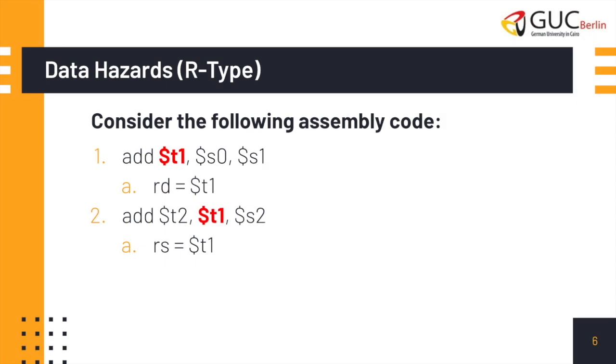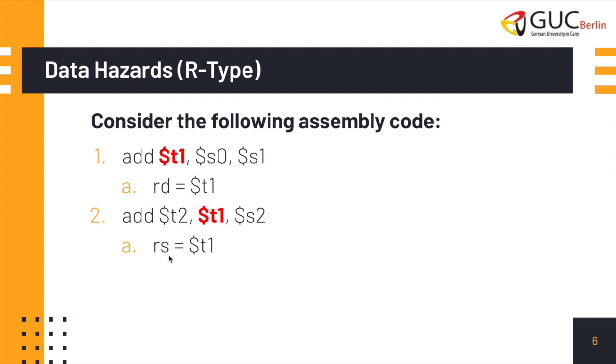So consider the following assembly code. I am adding the value of S0 to the value of S1 and storing the result in register T1. We are tackling data hazards in R-type instructions, not I-type instructions. So my destination register is register T1. The second, consecutive instruction is to add the value of register T1 to the value of register S2 and store it in register T2.